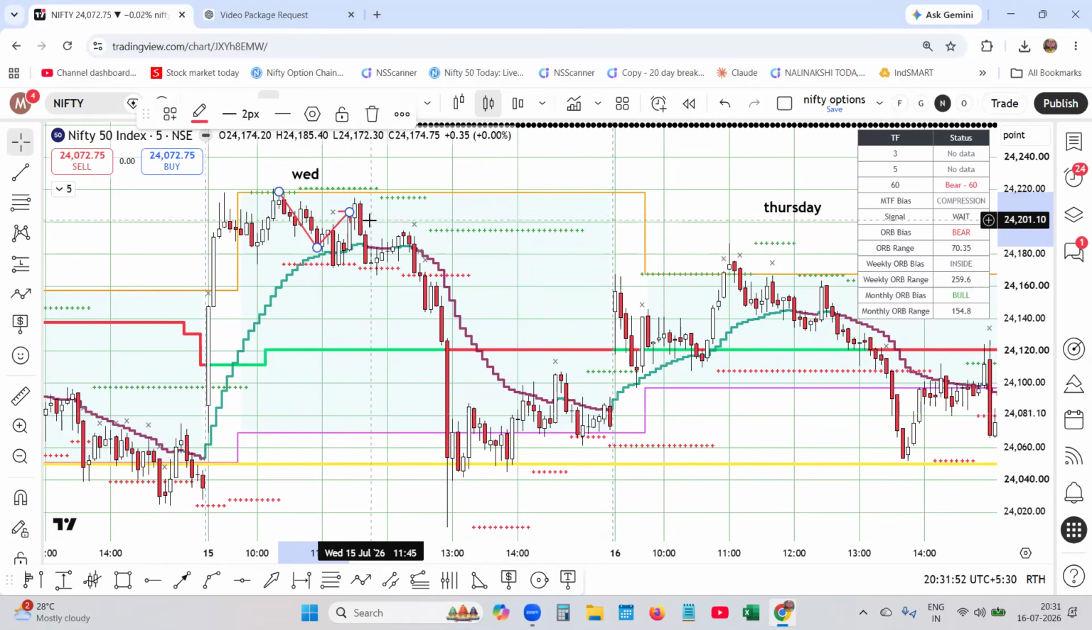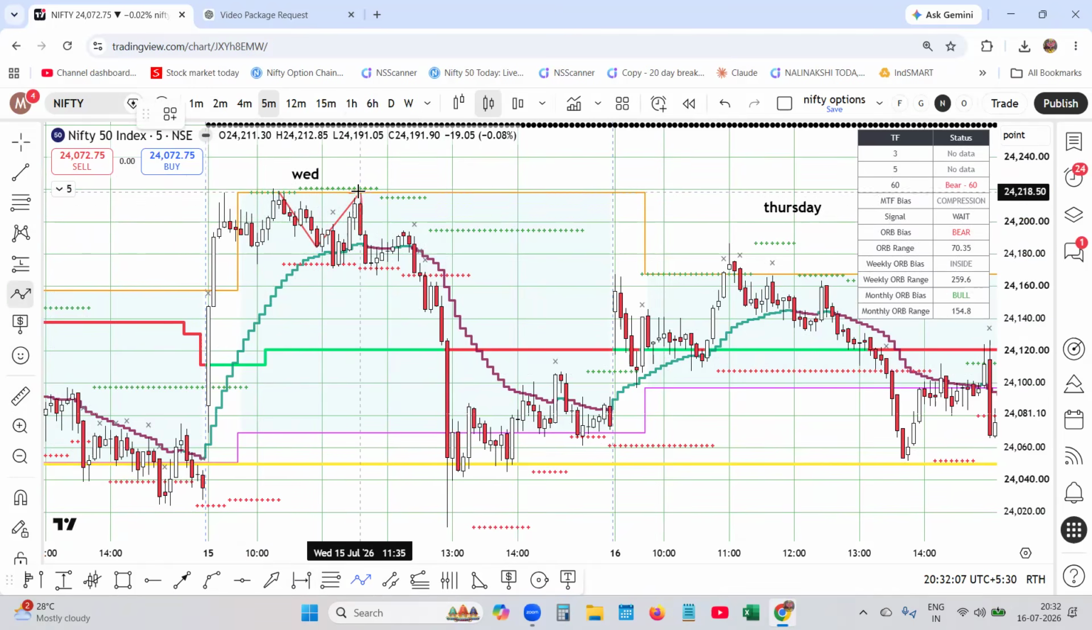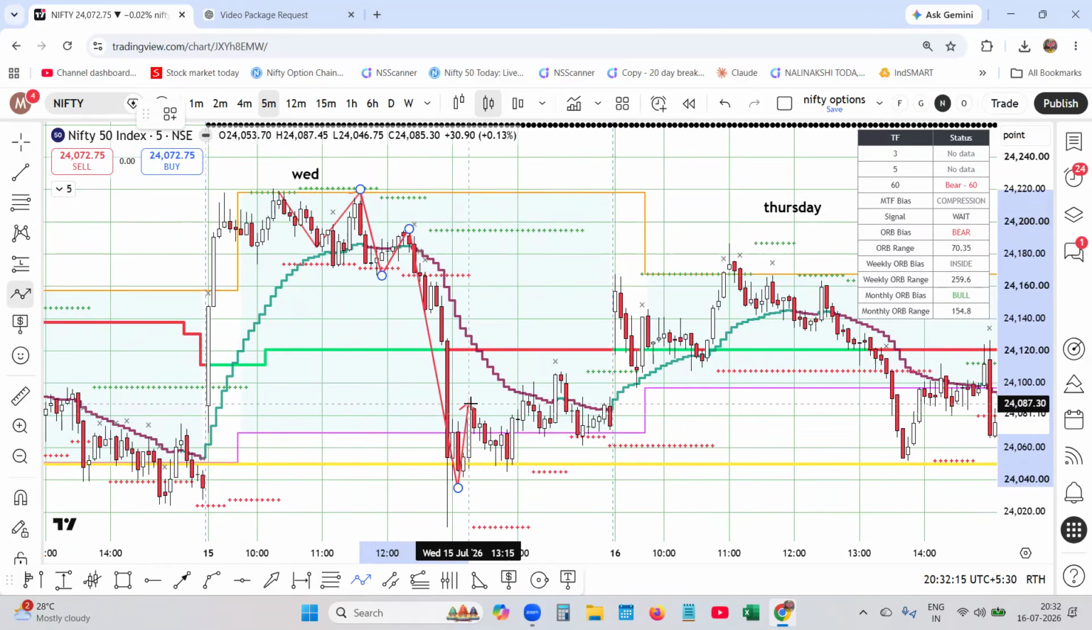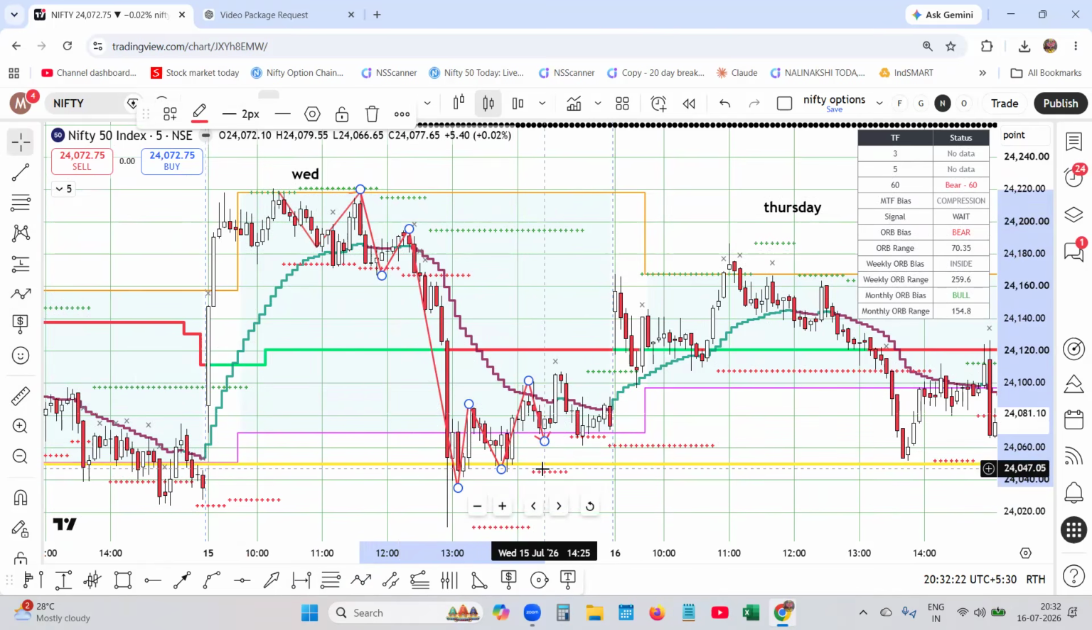Let me take out this magnet. And it's a market structure you are seeing. Just a second. High, lower high, lower high, breakdown. This is a higher high. You can see the swing lows are ascending over here.